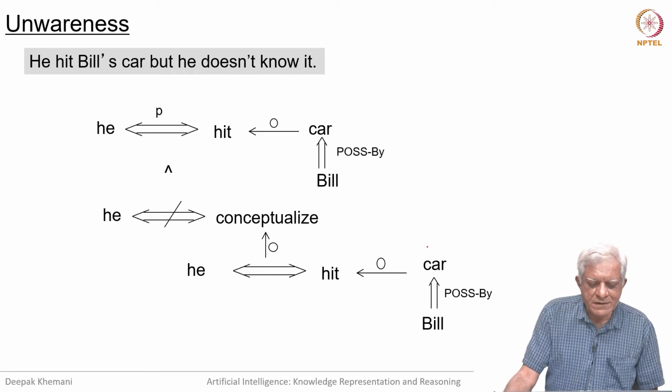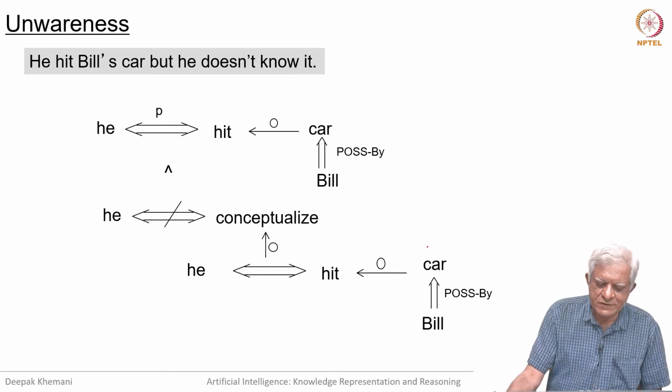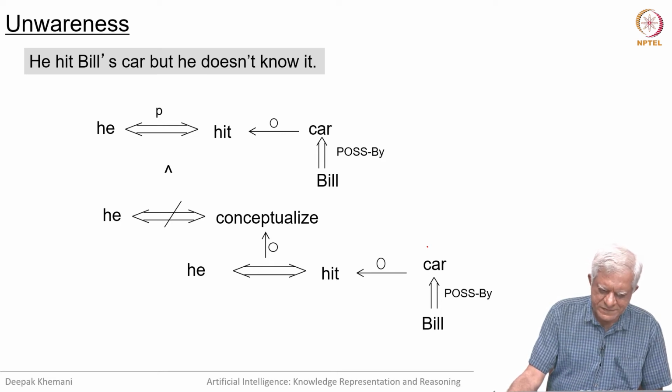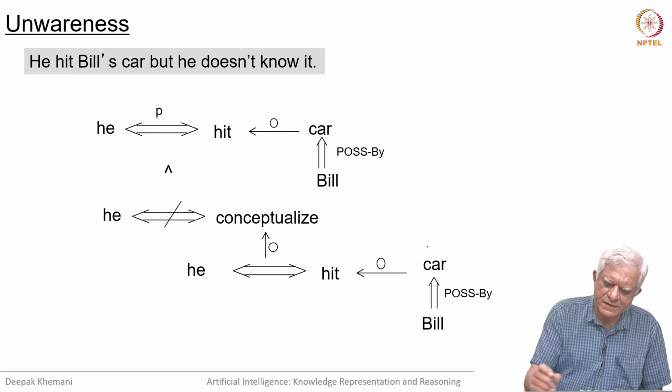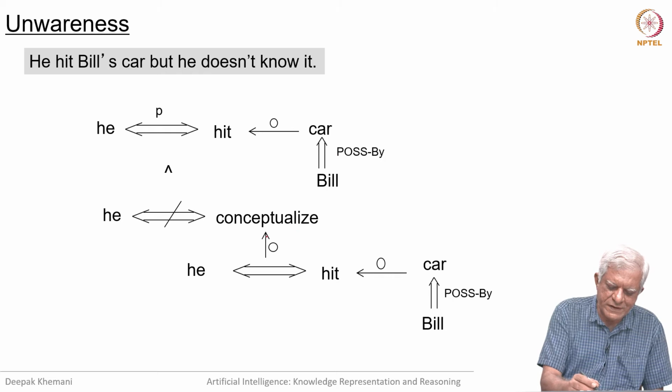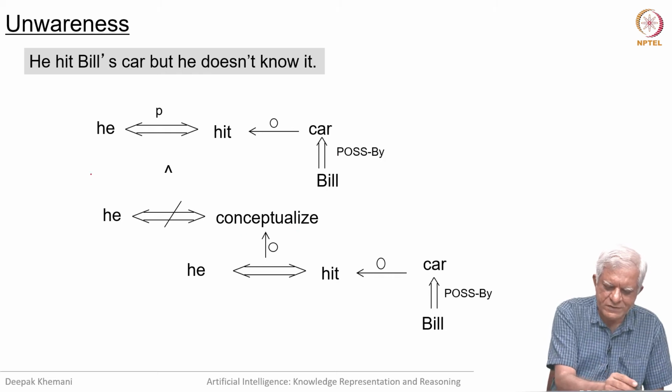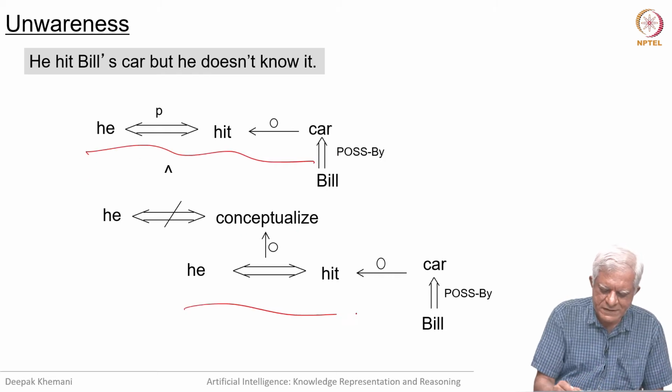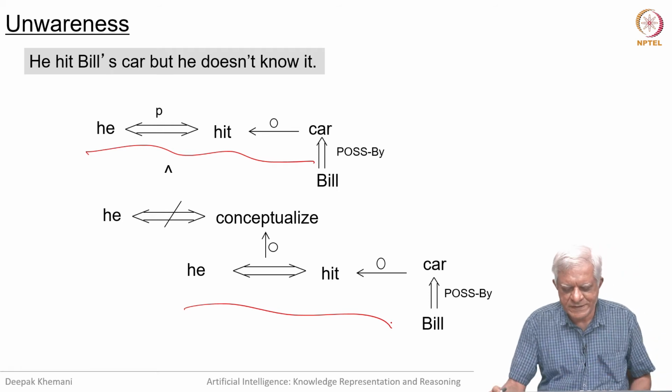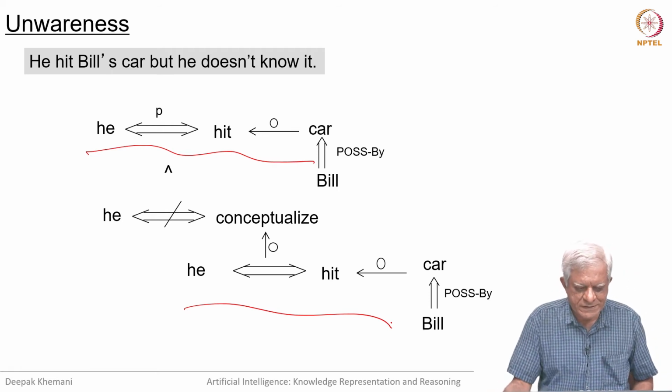He hit Bill's car, but he does not know it. So, there are two things. One is that he actually hit the car which was Bill's car, but he is not able to visualize this whole, the same thing which is there on the top is there here also. He is not able to visualize that, conceptualize that.